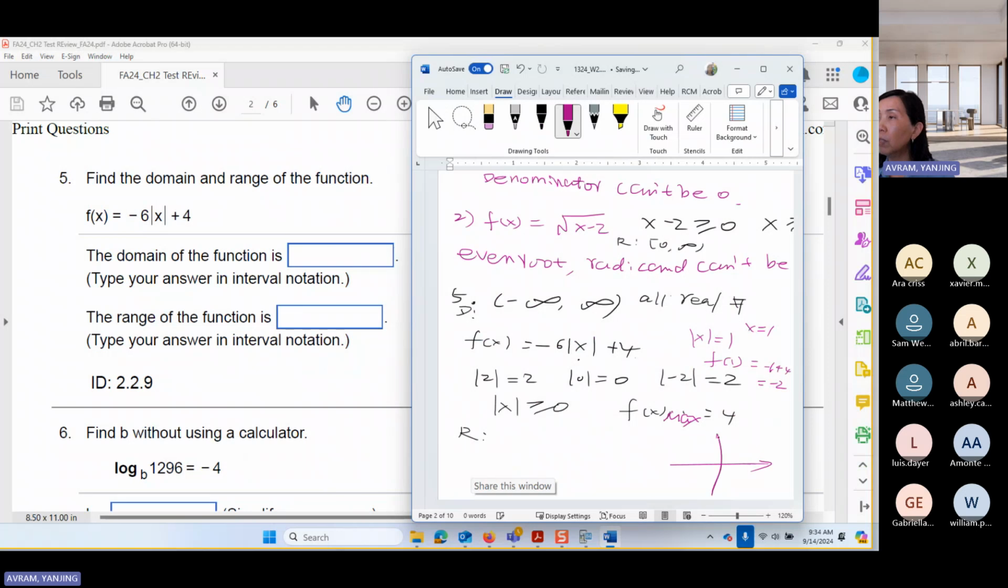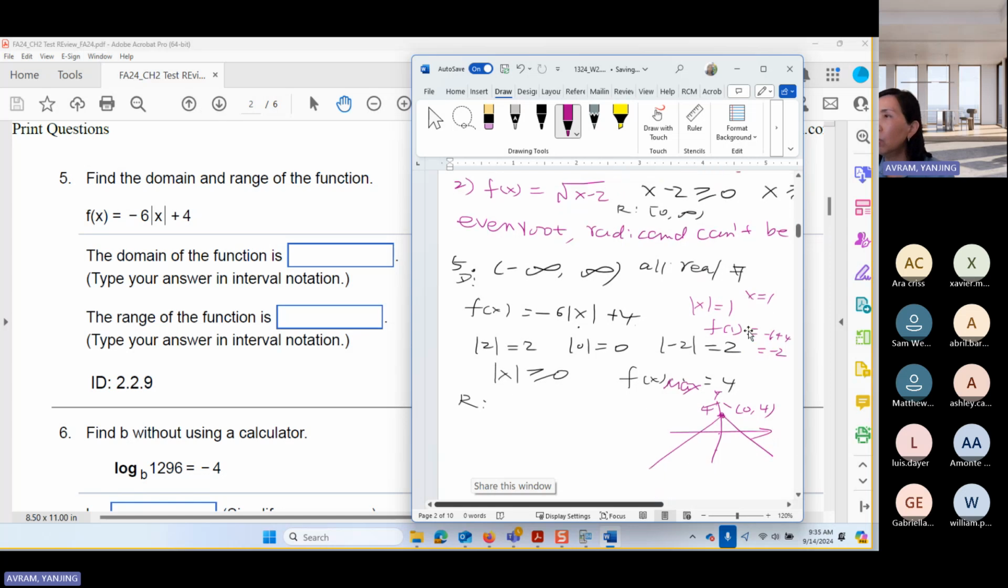So if I graph this one right here, when x is 0, y will be positive 4, so it should be right here. Okay, so this is 4. All right, and then this whole thing will be facing down like that.